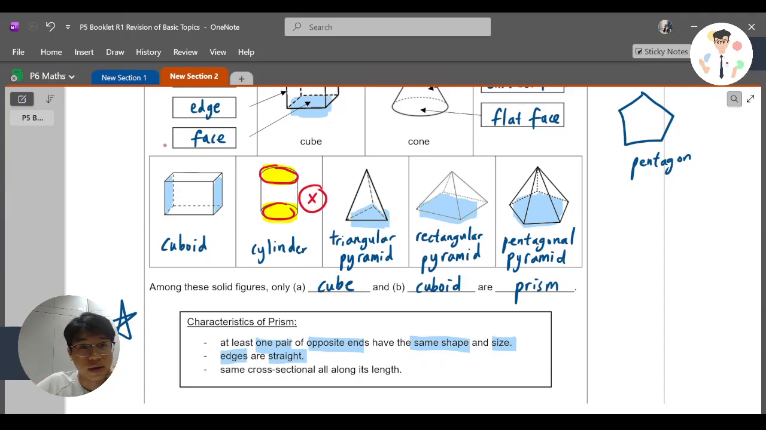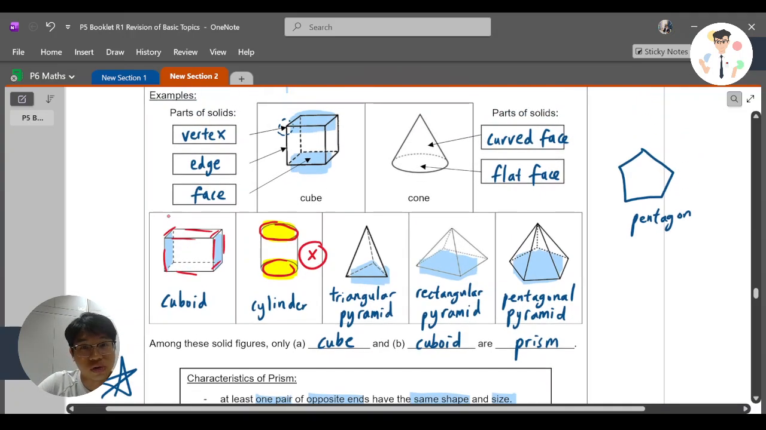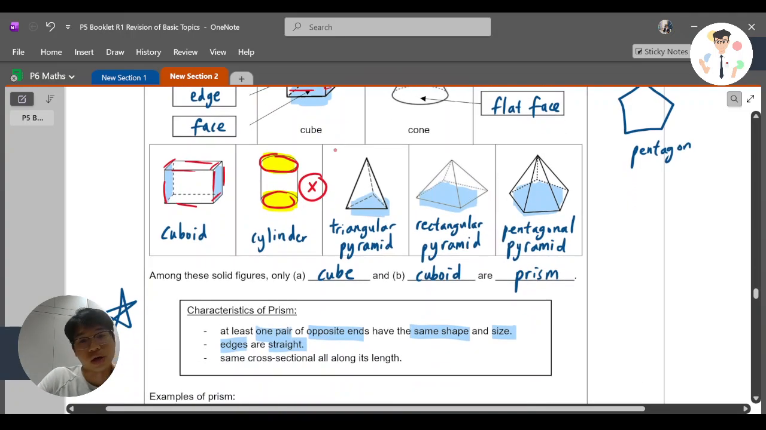Good idea? How about the cube and cuboid? Yes, all these are straight. Cube is also the same, right? All these are straight. That's why it meets the requirement.